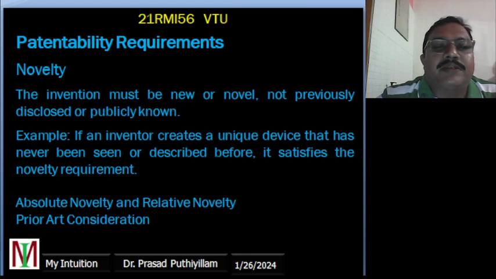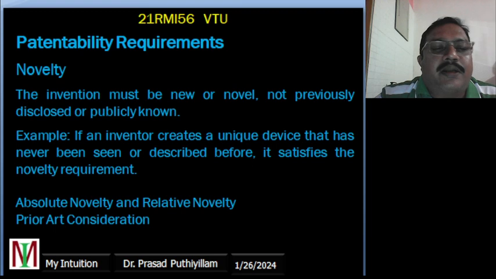Okay, so there are two different approaches which different jurisdictions follow, like absolute novelty and relative novelty. Some countries apply the principle of absolute novelty, which means the invention should be completely new throughout the globe. Nowhere in the known world, where communication is possible, they will check whether it is a new invention throughout the globe. Then it is absolute novelty.